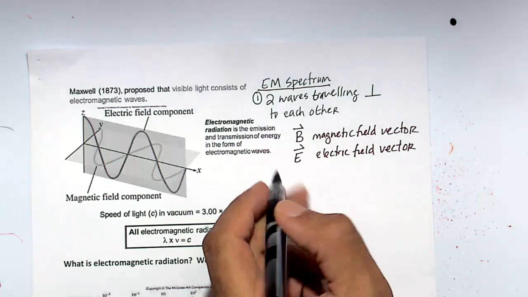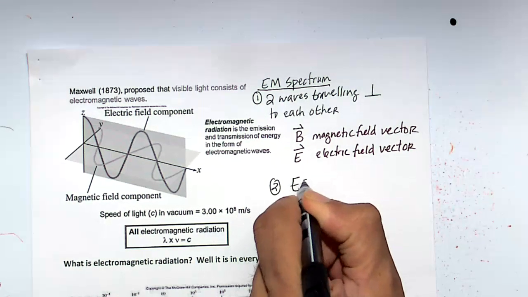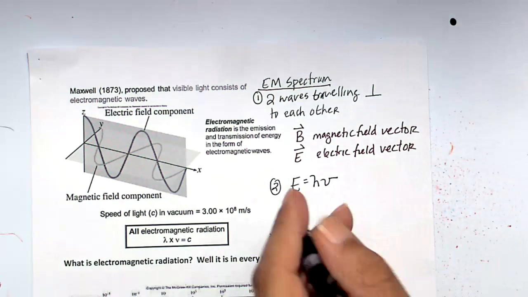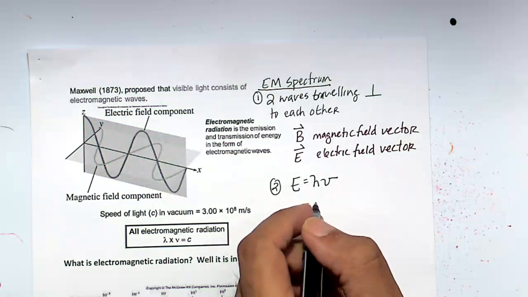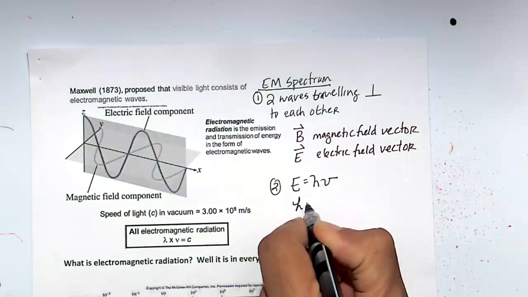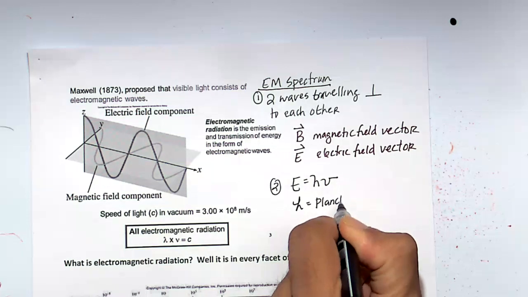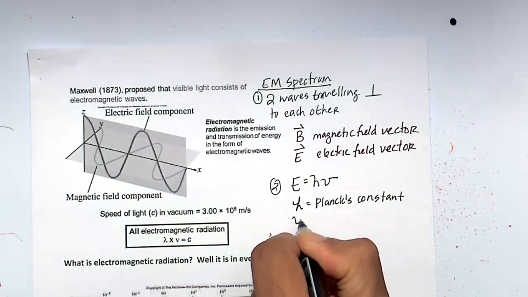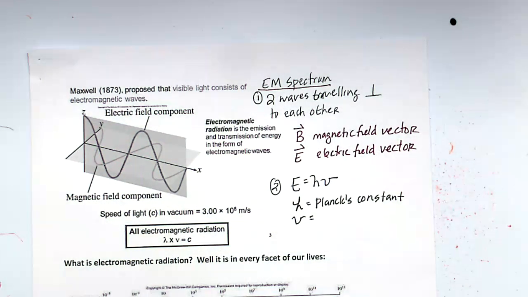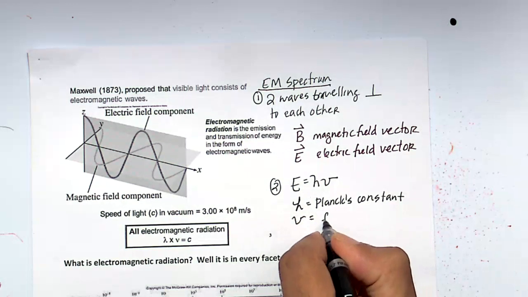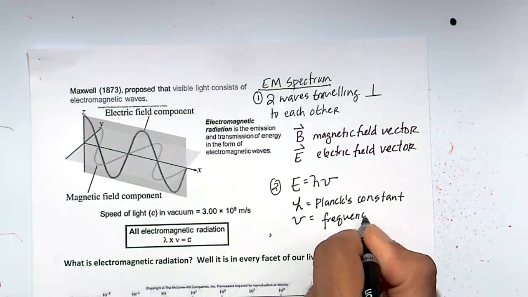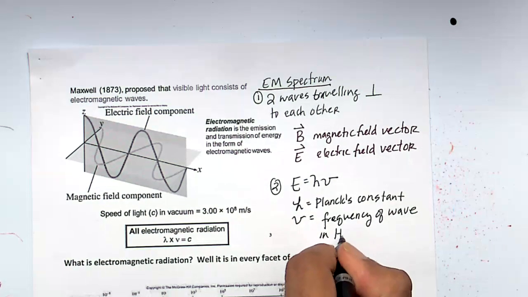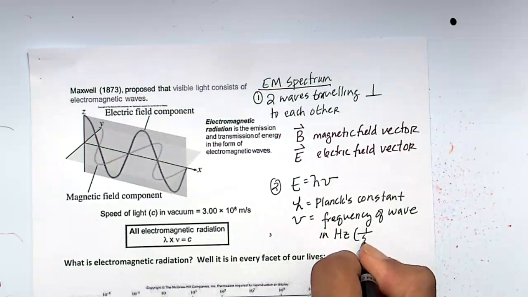Point two, there's a certain energy. The energy of that electromagnetic spectrum, and that is E = hν. H is Planck's constant. I'll give that to you on any exam, so do not memorize it. And then ν is the frequency of the wave, cycles of the wave in hertz. Hertz, Hz, 1 over second.